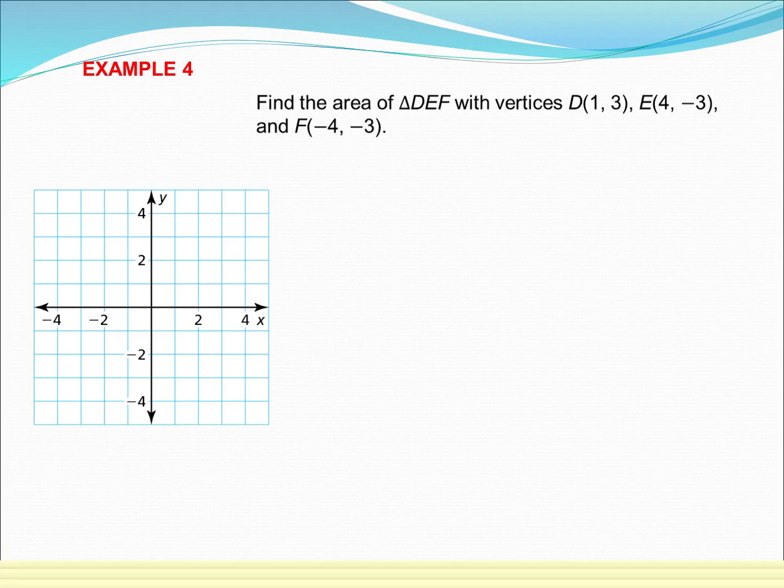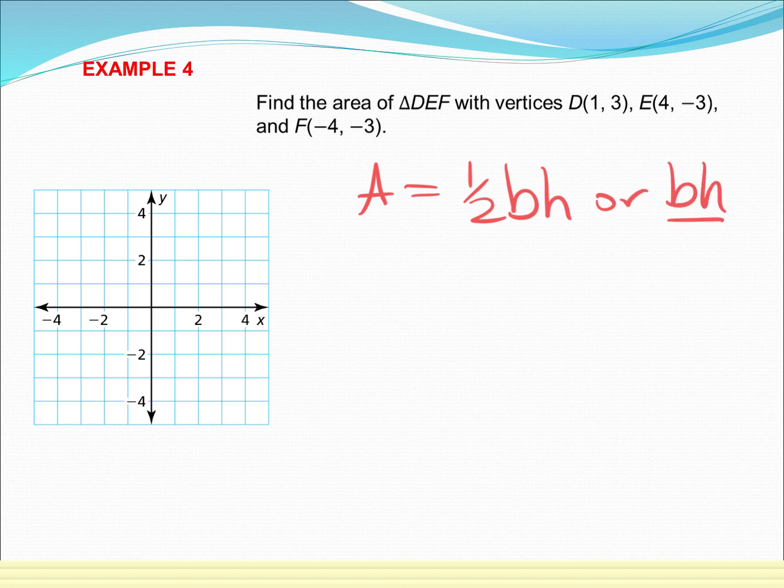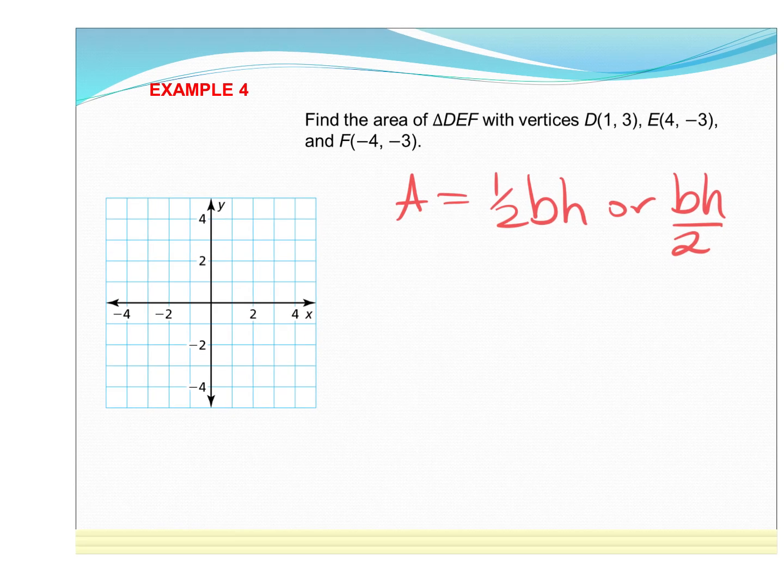So the last example, same thing. It's a triangle that we're going to form after we graph the 3 vertices. And then this time they want us to find area. Area, remember, is 1/2 base times height. Or you could also do base times height, divide by 2. So let's graph the 3 ordered pairs.